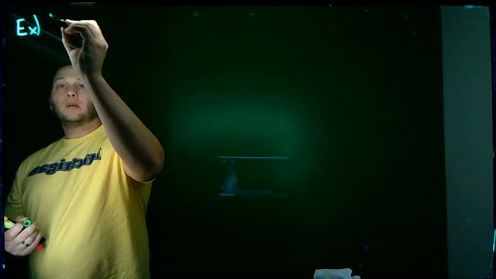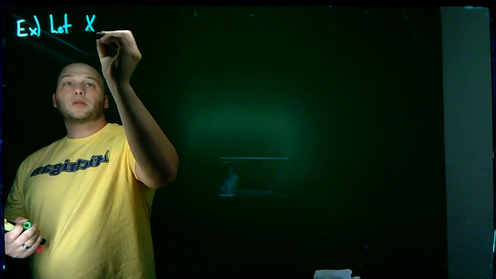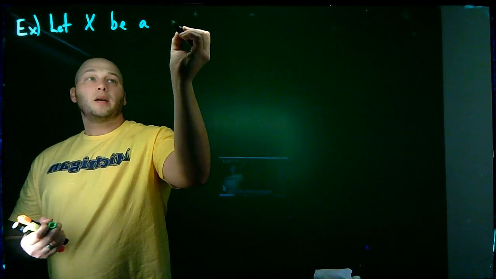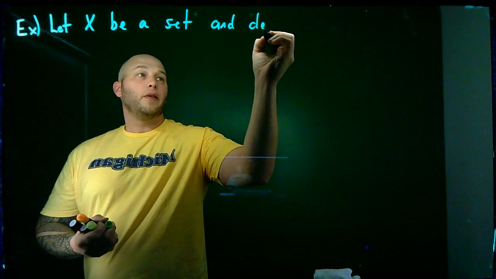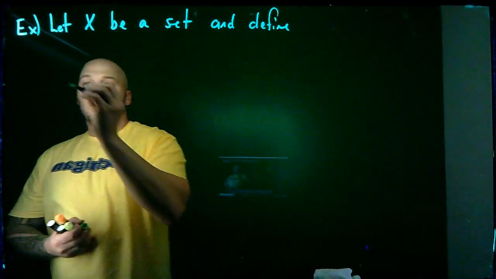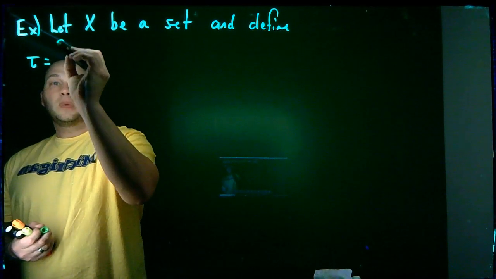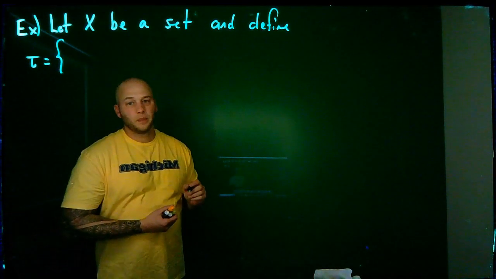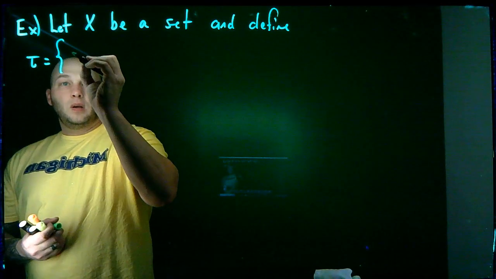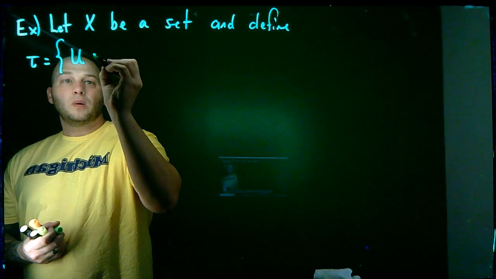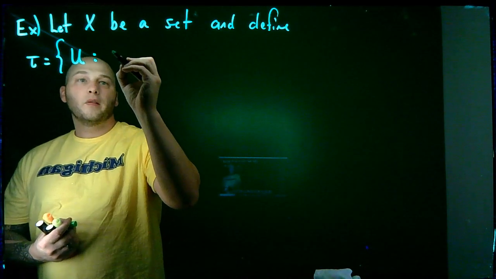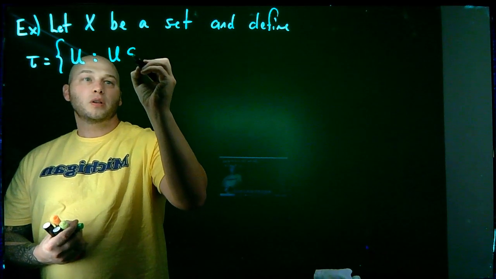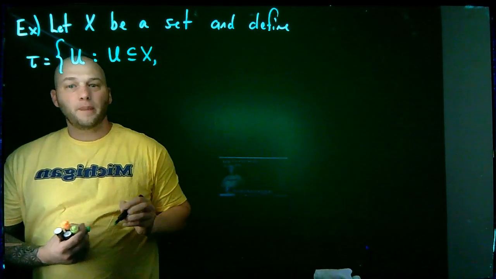So let X be a set and define tau to be the following collection. The collection of sets U, where first and foremost U is a subset of X, okay?